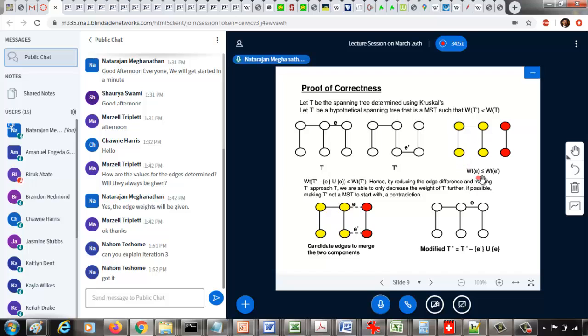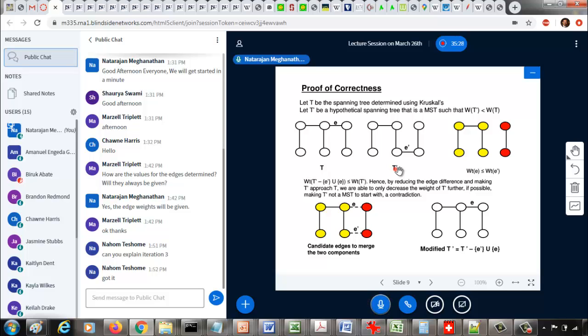Now, as part of this process, you should also realize that by removing E prime and including E to T prime, we have made T prime to become what? Essentially T. And what is T? T is the tree found by Kruskal's algorithm, right? And the weight of this modified T prime, which is essentially T, is going to be less than or equal to the weight of T prime to begin with, right? Because we removed a larger edge weight and added a smaller edge weight. So this is for T and T prime having one edge difference.